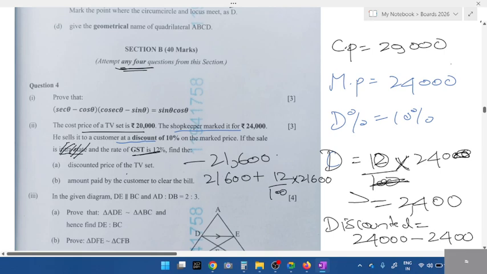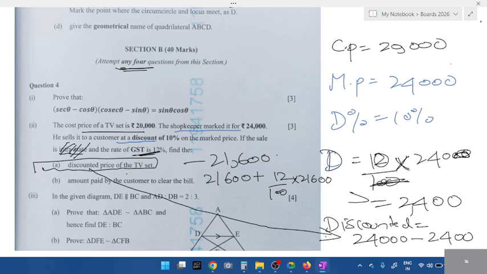And I told you GST will always be on the last line. If you just read everything, the last line will have GST 12%. So students will get confused here. Discounted price of the TV. They didn't ask us the discount amount. Discounted price is after you reduce it, students. 24,000 minus 2,400. They've asked the discounted price of the TV. 21,600. On top of that, you add 12% GST, you'll get the answer.